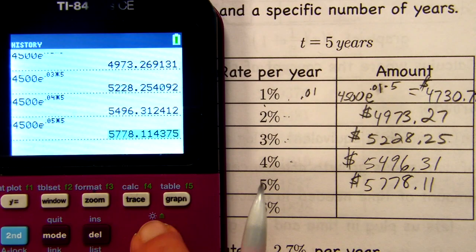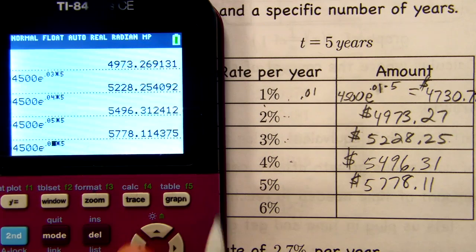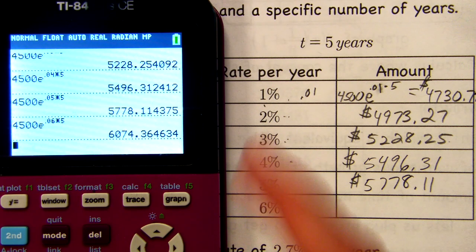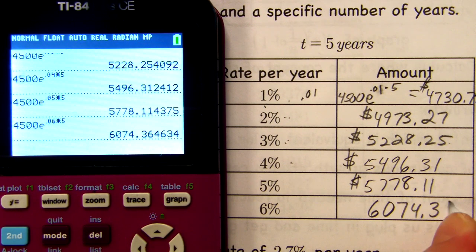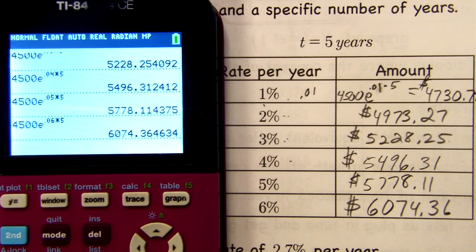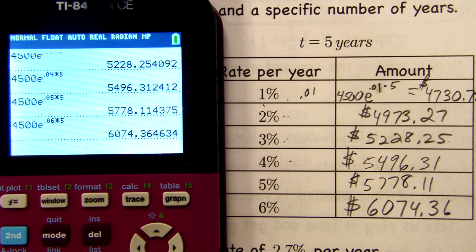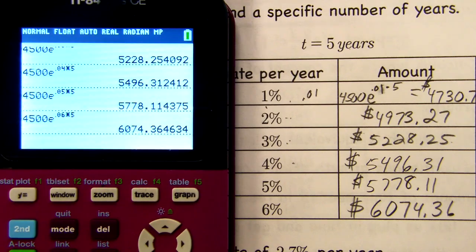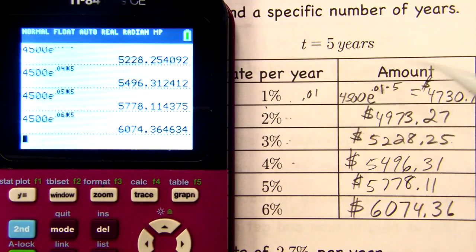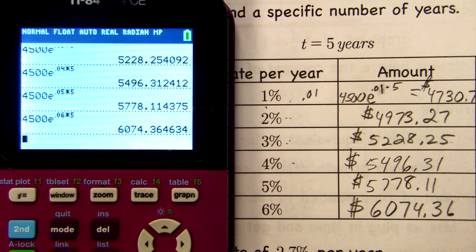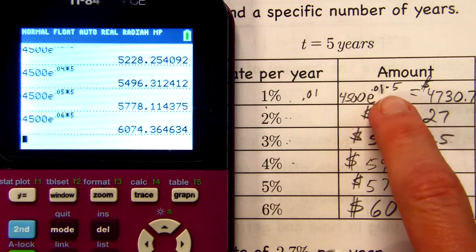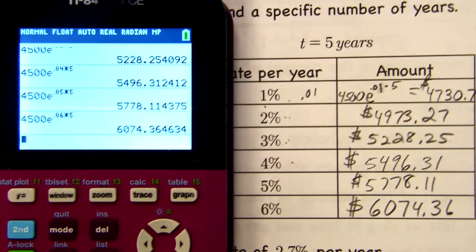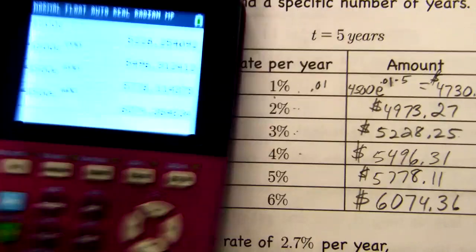And then the last one is 6%. So I'm making sure I'm changing the interest rate and not the time. I don't have to write the 4,500 times e to the 0.01 times 5 every time, because we're just copying and pasting on the calculator. I mean, like on the paper. So if you're using your calculator and copying and pasting, show me how you set it up the first time. And then yes, we're going to use the calculator to do the rest.